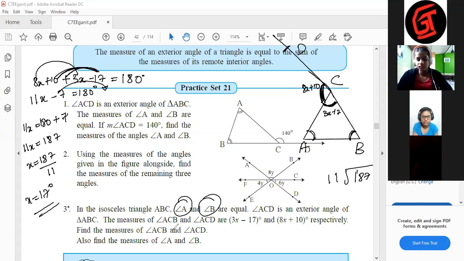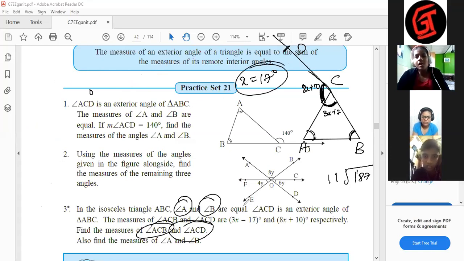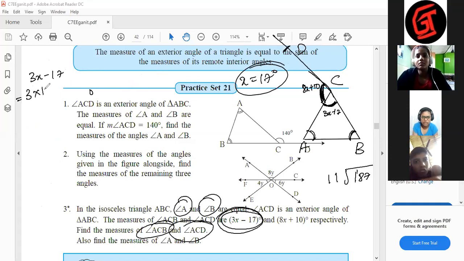What do we have to find? Find the measures of ACB and ACD. How much is ACB? Now we got x as 17. Okay, let me erase this a bit. X we got 17 degrees. ACB is how much? 3x minus 17. So 3x minus 17 means 3 into 17 minus 17. 3 multiplied by 17, how much is 3 times 17? 51 minus 17. So how much is 51 minus 17?